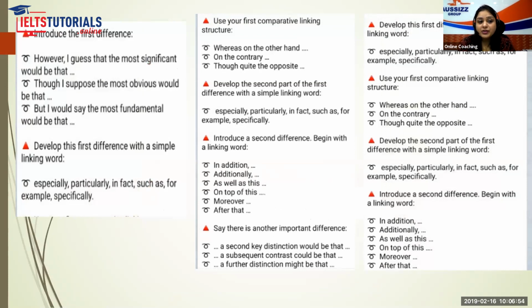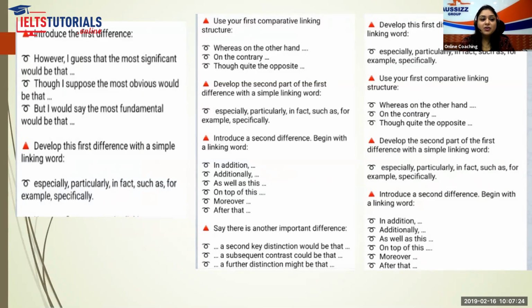Like if you are introducing the part, the first difference, well, there is a talk about the differences of the people living in city life or the rural area. When you're adding your first difference, like, "however, I guess the most significant would be," always try to add linkers in with your sentences. So linkers help you to go ahead with all the things. Okay. So introduce the first difference if you are adding like, "however, I guess that the most significant would be that."